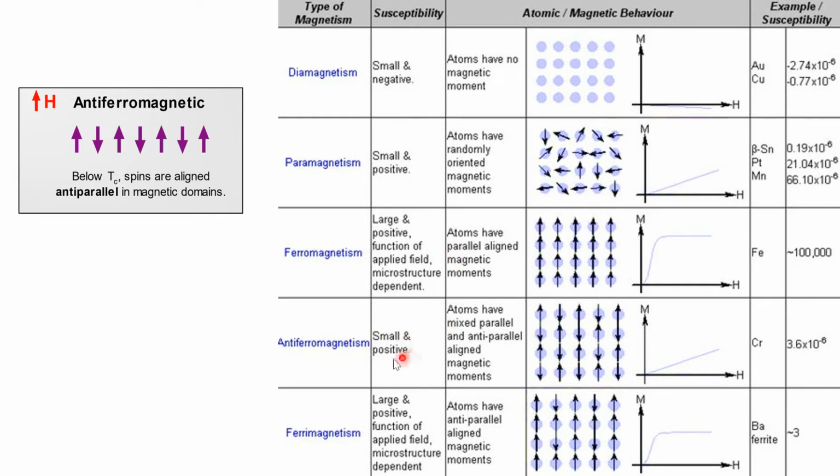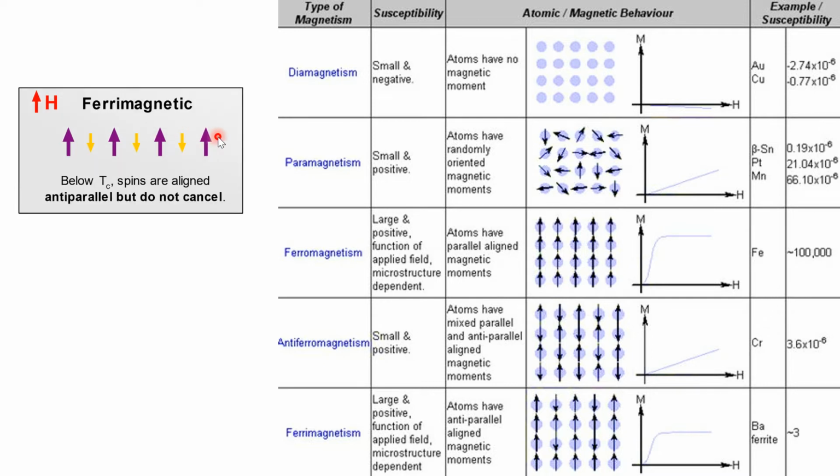The susceptibility value is therefore small and positive. Atoms have mixed parallel and anti-parallel aligned magnetic moments. That is the issue, it gets cancelled. And this property also manifests below the Curie temperature. What happens above the Curie temperature is that all such materials will turn paramagnetic. That is, they will lose their alignment and lose their magnetism, and all the spins will be randomly oriented. That is the case with antiferromagnetic materials.